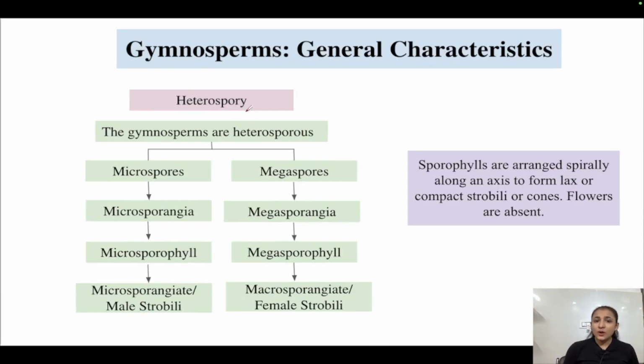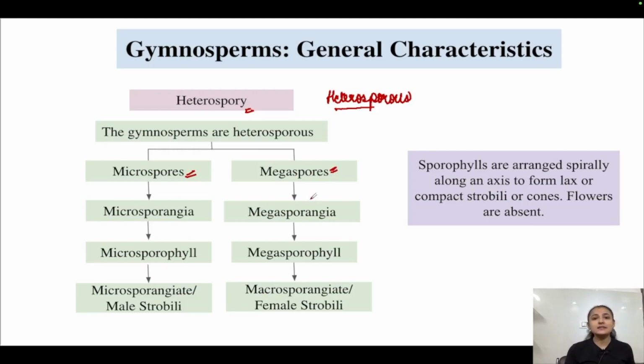Now let us talk about heterospory. So gymnosperms are heterosporous. All gymnosperms are heterosporous. They are not homosporous. Heterosporous, all of these are heterosporous. That means that they produce two kinds of spores, that is microspores and megaspores. None of the gymnosperms is homosporous.